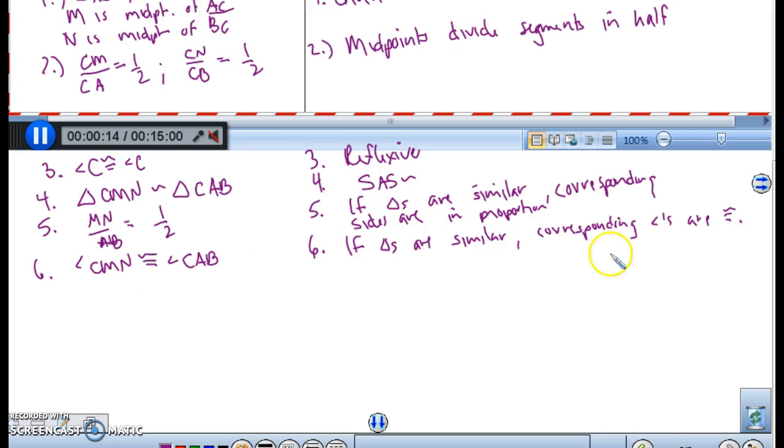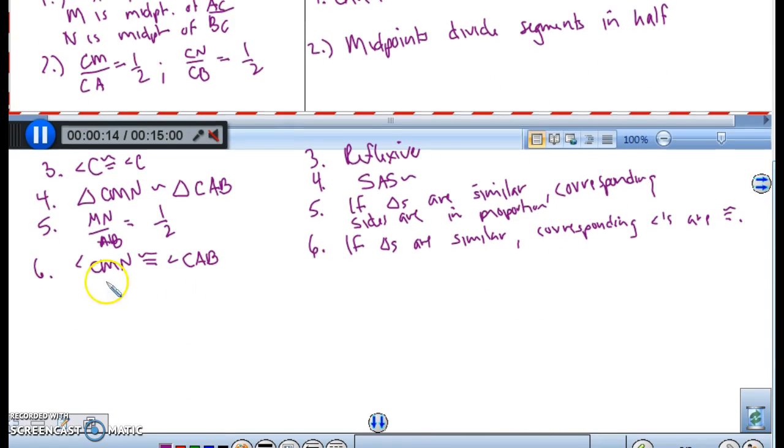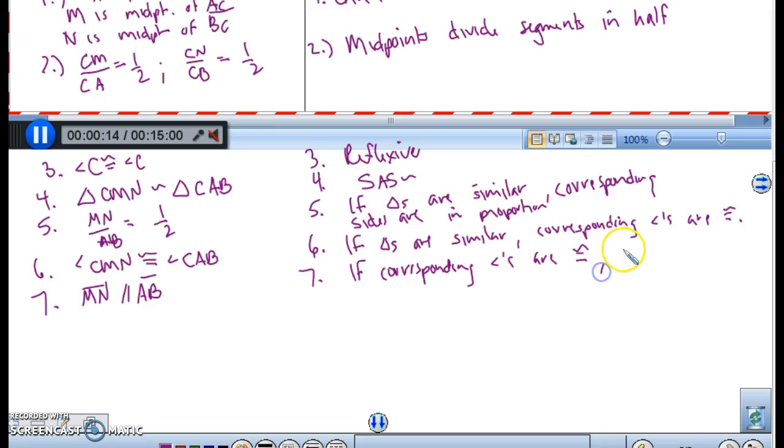Okay, now since those corresponding angles are congruent, if we think of parallel line corresponding angles, they're in the same place in the parallel lines, here and here. So that means if those angles are congruent, that means that MN is parallel to AB. So, MN is parallel to AB. If corresponding angles are congruent, then lines are parallel.